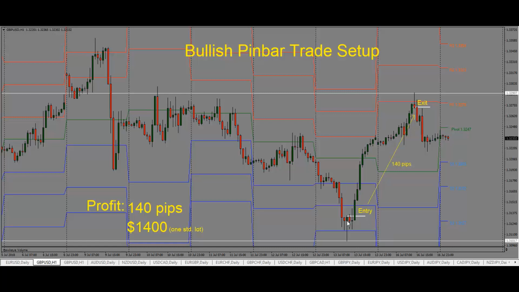So this shows that price has been rejected at a support level. There were buyers sitting there. Buyers are now in charge. There's momentum to the upside and price is likely to go higher.